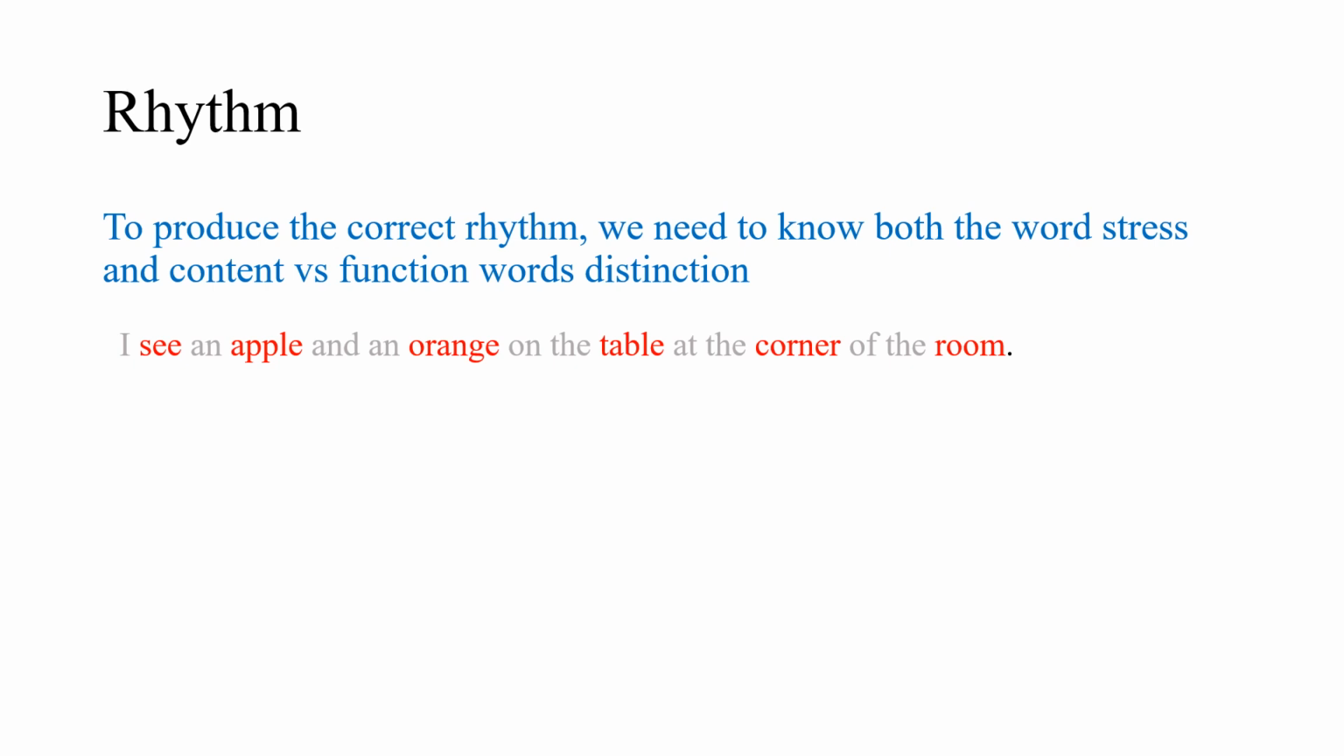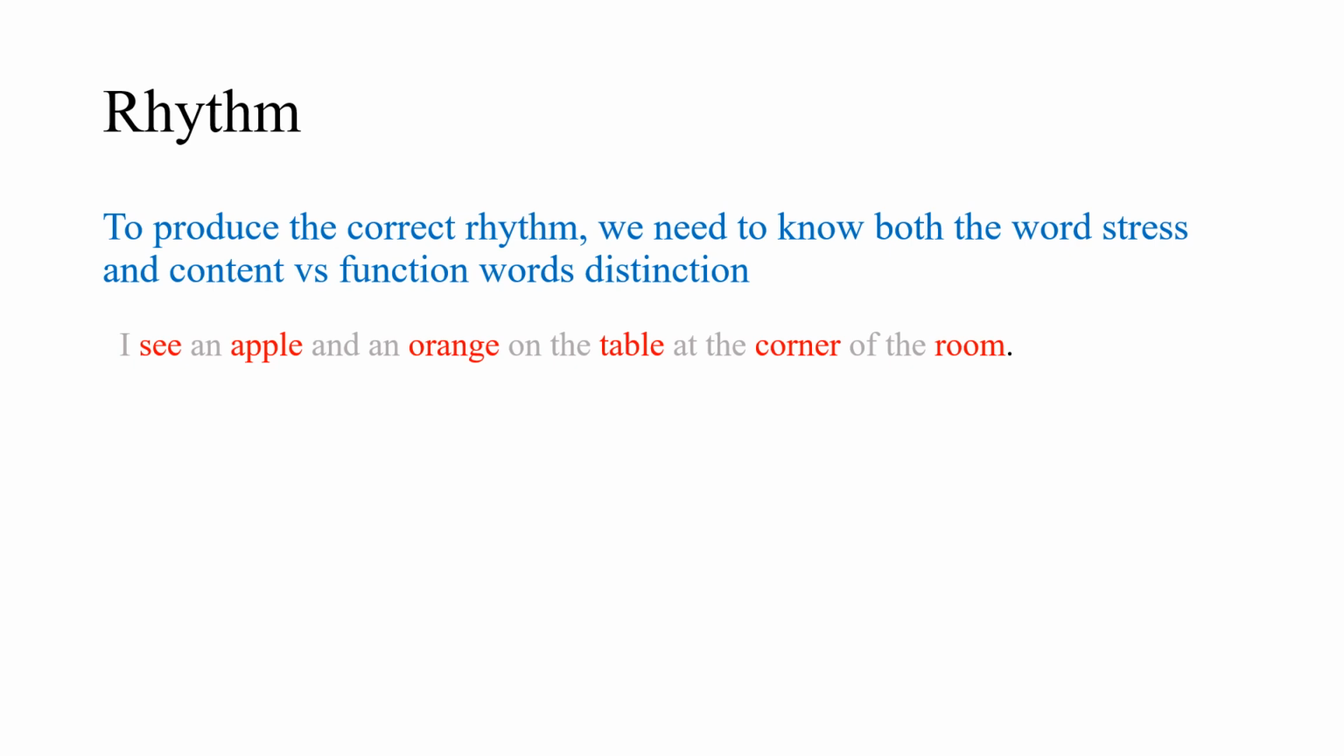All right, here is a sentence. In this sentence, you see 6 content words. The other words are function words. Take your time and read this sentence. Well, let's do it together.